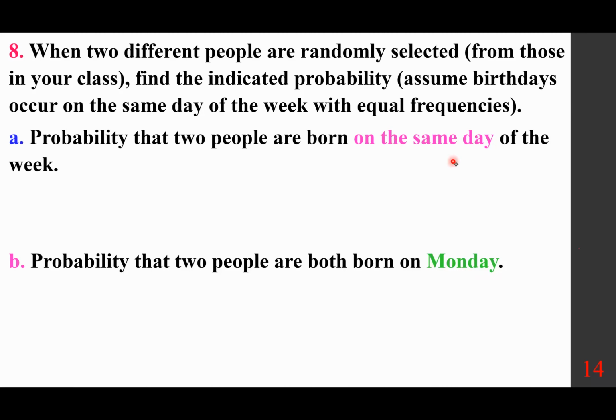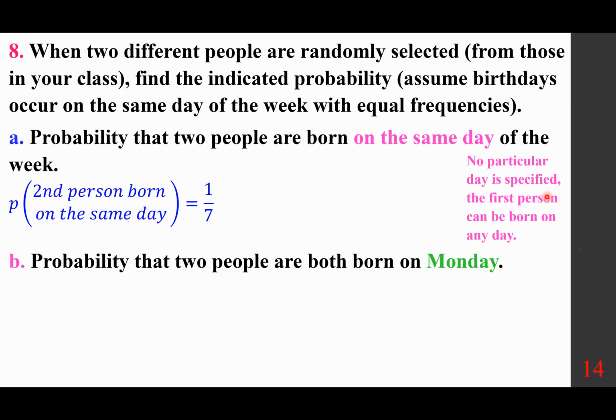Perfect. We want to distinguish between the two. On the same day, that means any day is good. Okay, no particular day is specified. The first person can be born on any day. What really matters is that the second person has the same birthday. So that's the concept. The probability that the second person is born on the same day is 1/7. Therefore, that's really the answer.